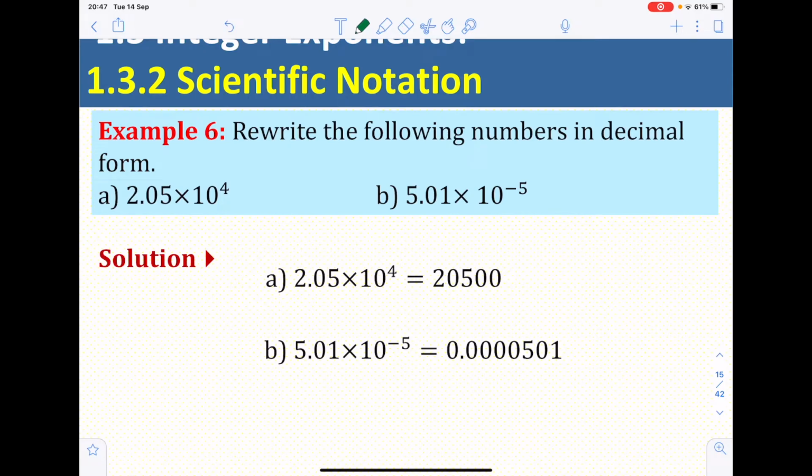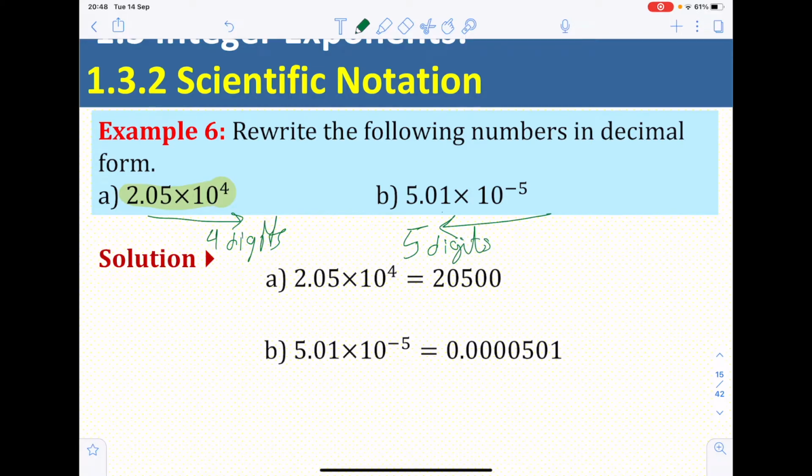Rewrite the following numbers in decimal form. Okay, so it is the reverse way. We're going to return it back to decimal form. So this one means I will move the decimal to the right 4 digits. I will move the decimal to the right 4 digits. And here I will move the decimal to the left 5 digits.